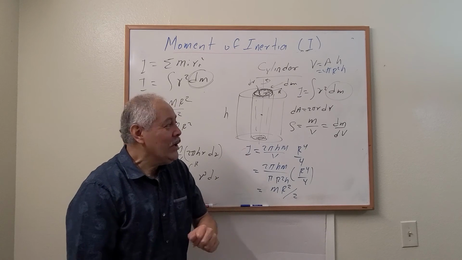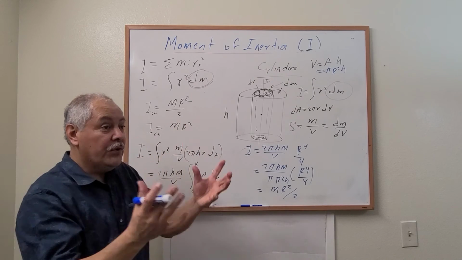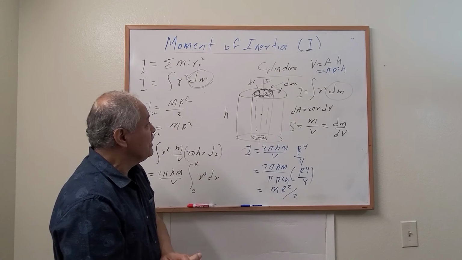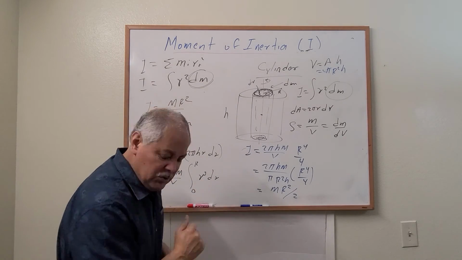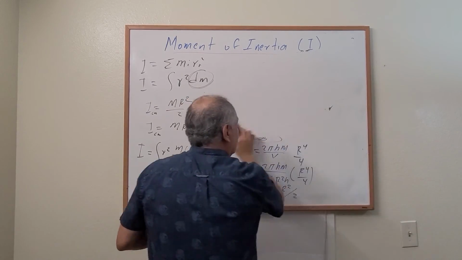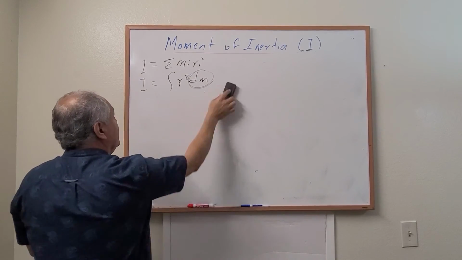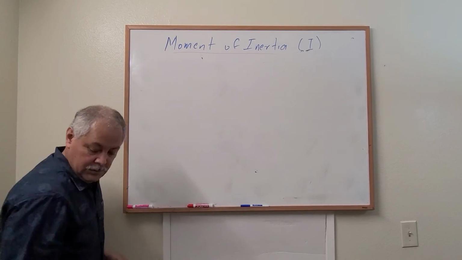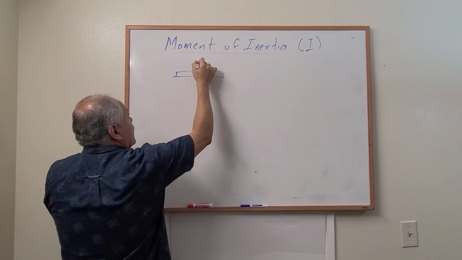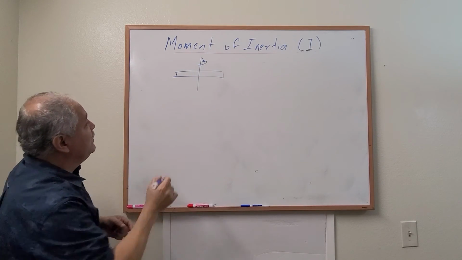Correct? Okay, perfect. Now, again, we cover the moment of inertia for this object. We have one more, an easy one. Let's go for another one. Imagine that we have this rod right here. And we have to rotate it through the center of mass. This center of mass.